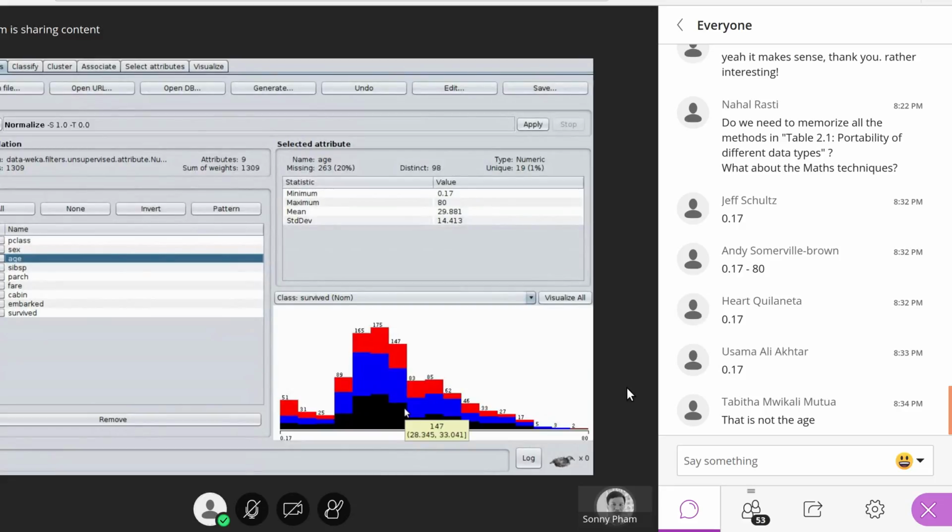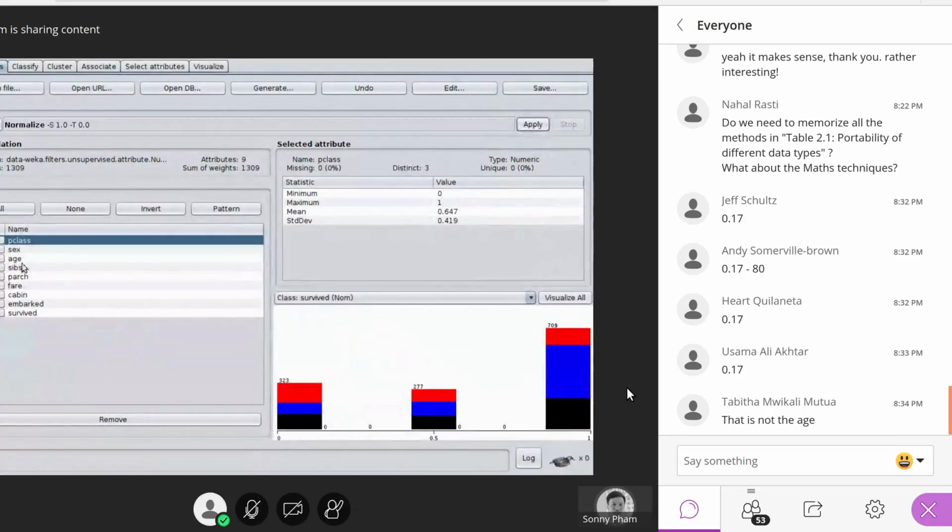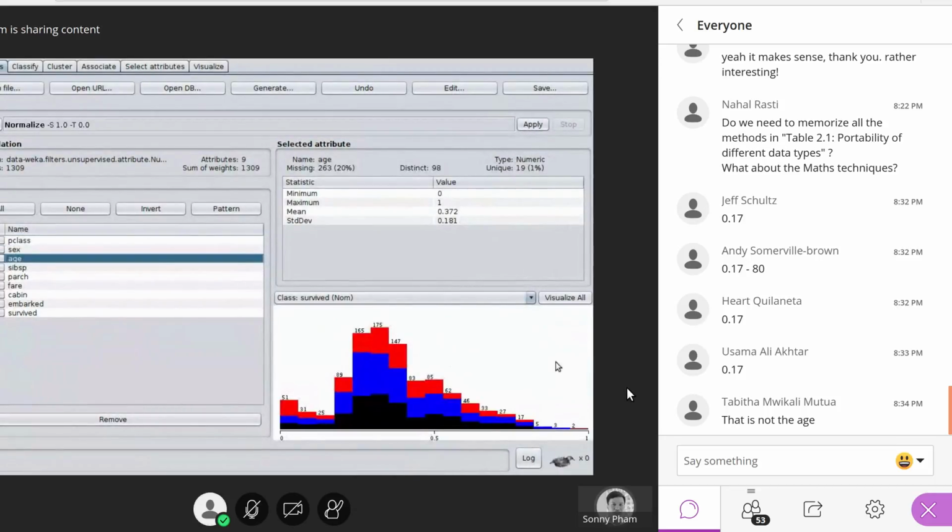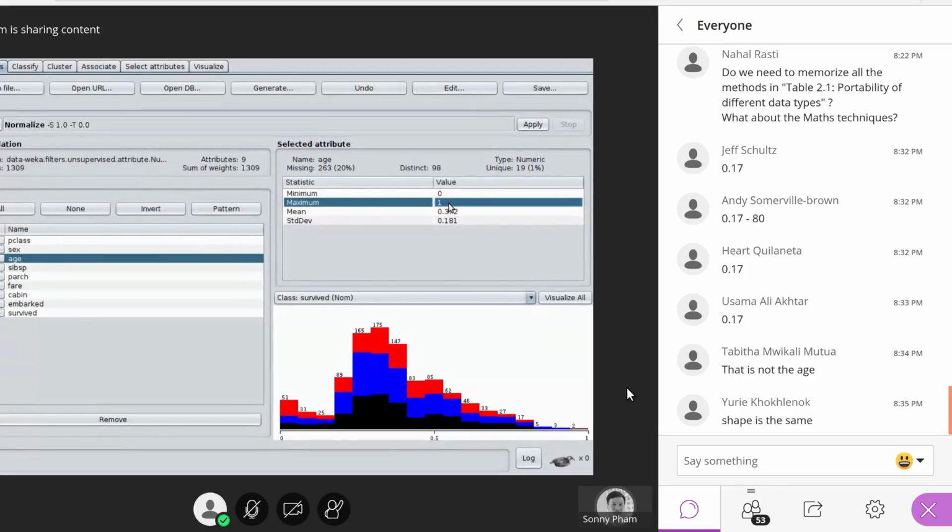What I would like you to do is pay attention to the shape of the distribution. This is before I apply the normalization. Now, if I apply the normalization, look at the shape of the distribution. Of course, the maximum and minimum values have changed, from about 0.17 to 80, and now it becomes 0 to 1. So that's the first thing we notice.